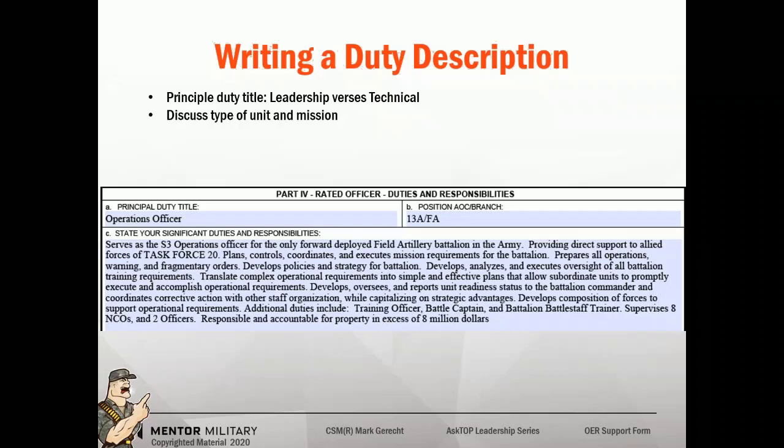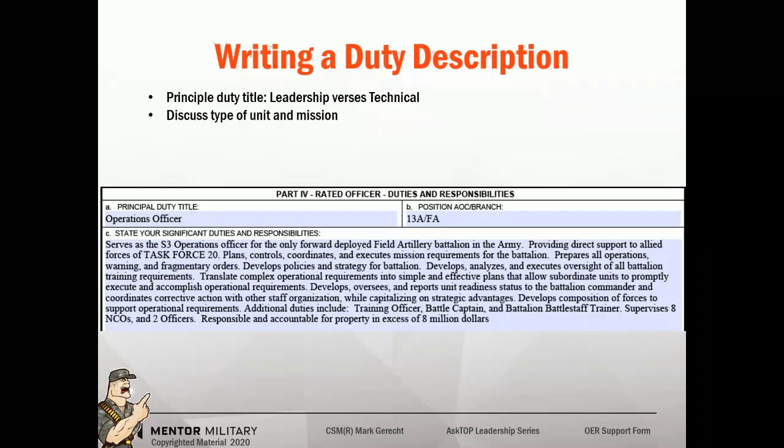Prepares all operation, warning, and fragmentary orders. Develops policy and strategy for the battalion. Develops, analyzes, and executes oversight of all battalion training requirements. Translates complex operational requirements into simple and effective plans that allow subordinate units to promptly execute and accomplish operational requirements. Develops, oversees, and reports unit readiness status to the battalion commander and coordinates corrective action with other staff organizations while capitalizing on strategic advantages. Develops composition of forces to support operational requirements.